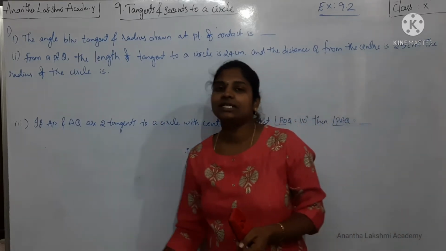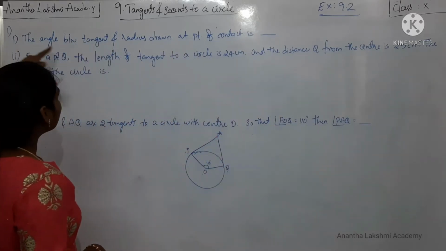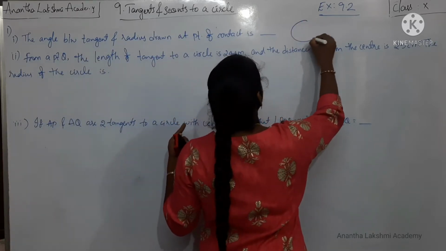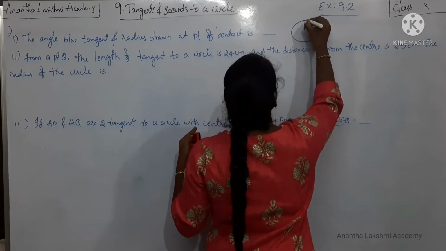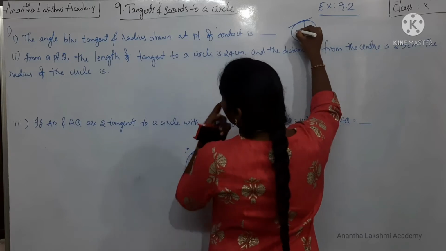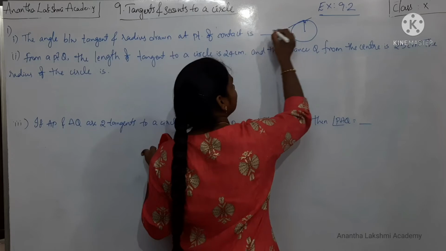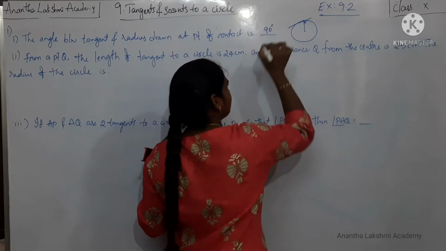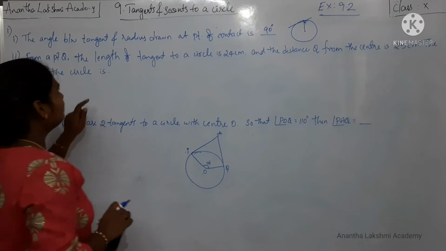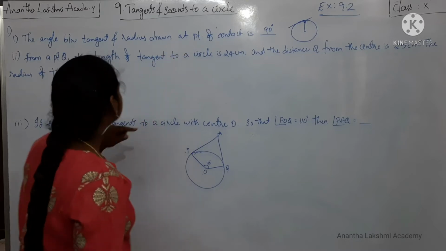There are 5 bits in it. I have written the 3 bits of it. So the first one says the angle between tangent and radius drawn at the point of contact. If this is a tangent, the angle between tangent and radius drawn at a point, this is what is 90 degrees. This is what we have learned in our theorem 9.1. So the angle between the tangent and radius drawn at a point of contact is nothing but 90 degrees.